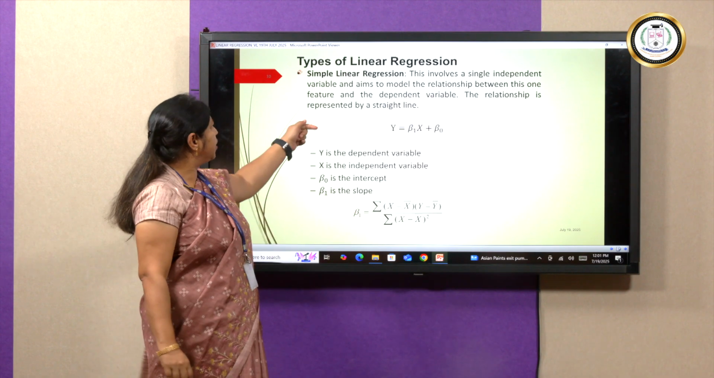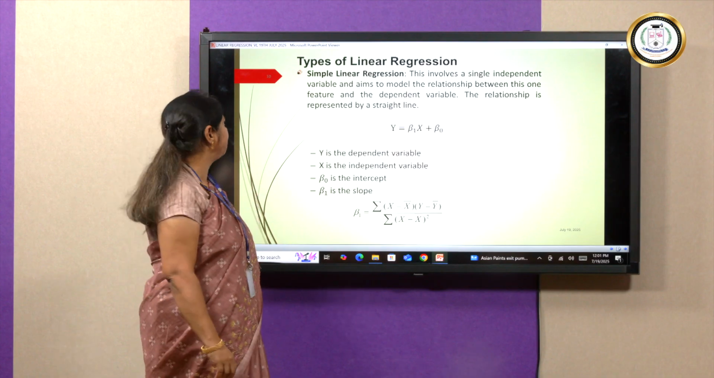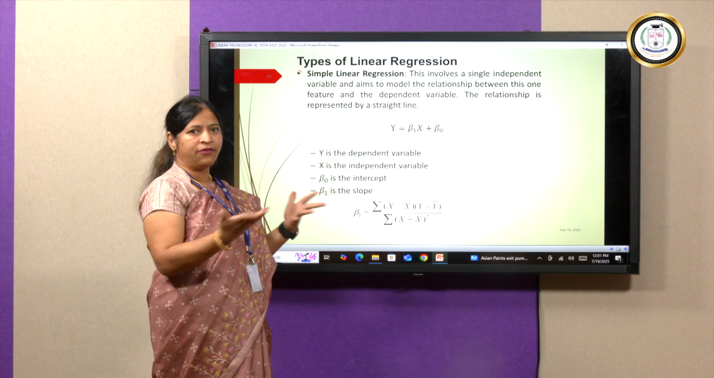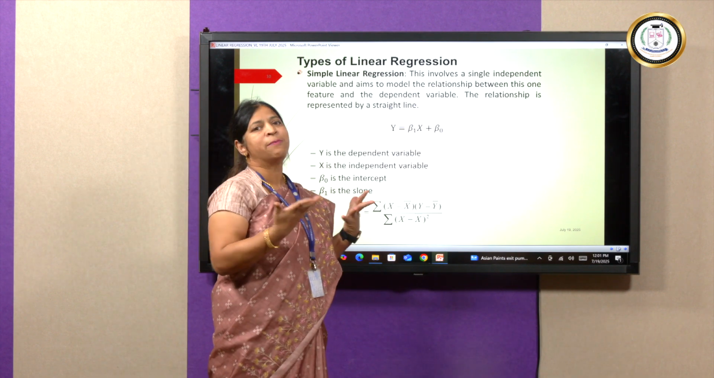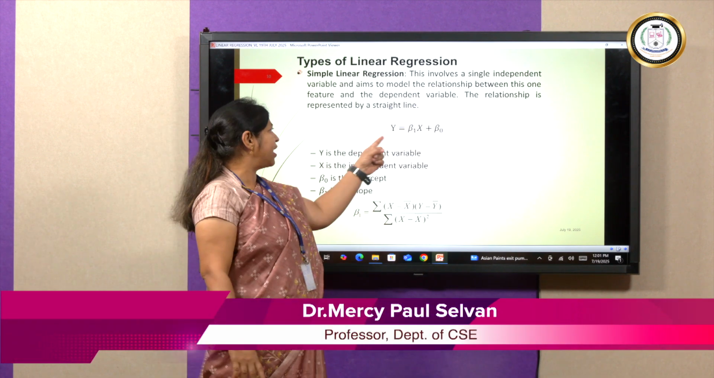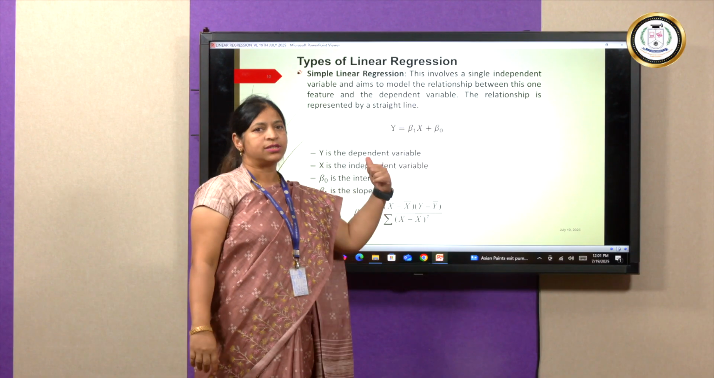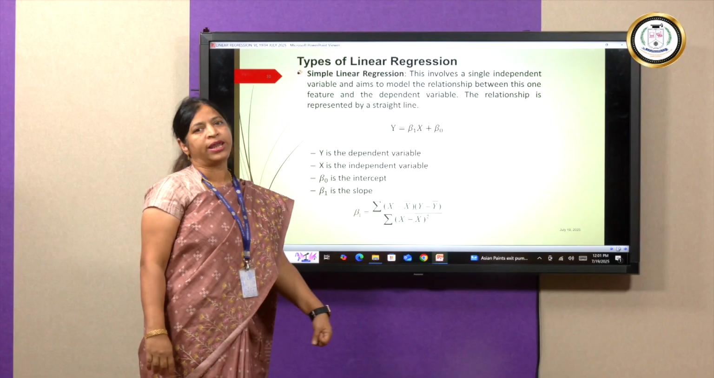Let us look at the equation for simple linear regression. This involves one particular y value and one x value. As you all know, the line equation is nothing but y equals mx plus c, or y equals beta 1 x plus beta naught. Here beta 1 is the slope and beta naught is the y-intercept.